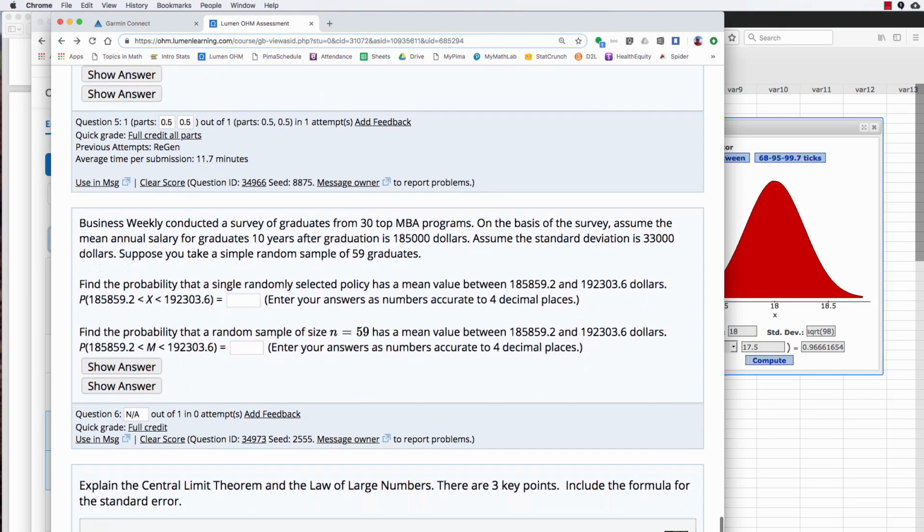The second problem, Business Weekly conducted a survey of graduates from 30 top MBA programs. On the basis of the survey, assume mean salary for graduates 10 years after graduation is $185,000. Assume the standard deviation is $33,000. Suppose you take a simple random sample of 59 graduates. What's the probability that the mean is between 185,859.2 and 192,303.6? All right, so let's start with StatCrunch this time.